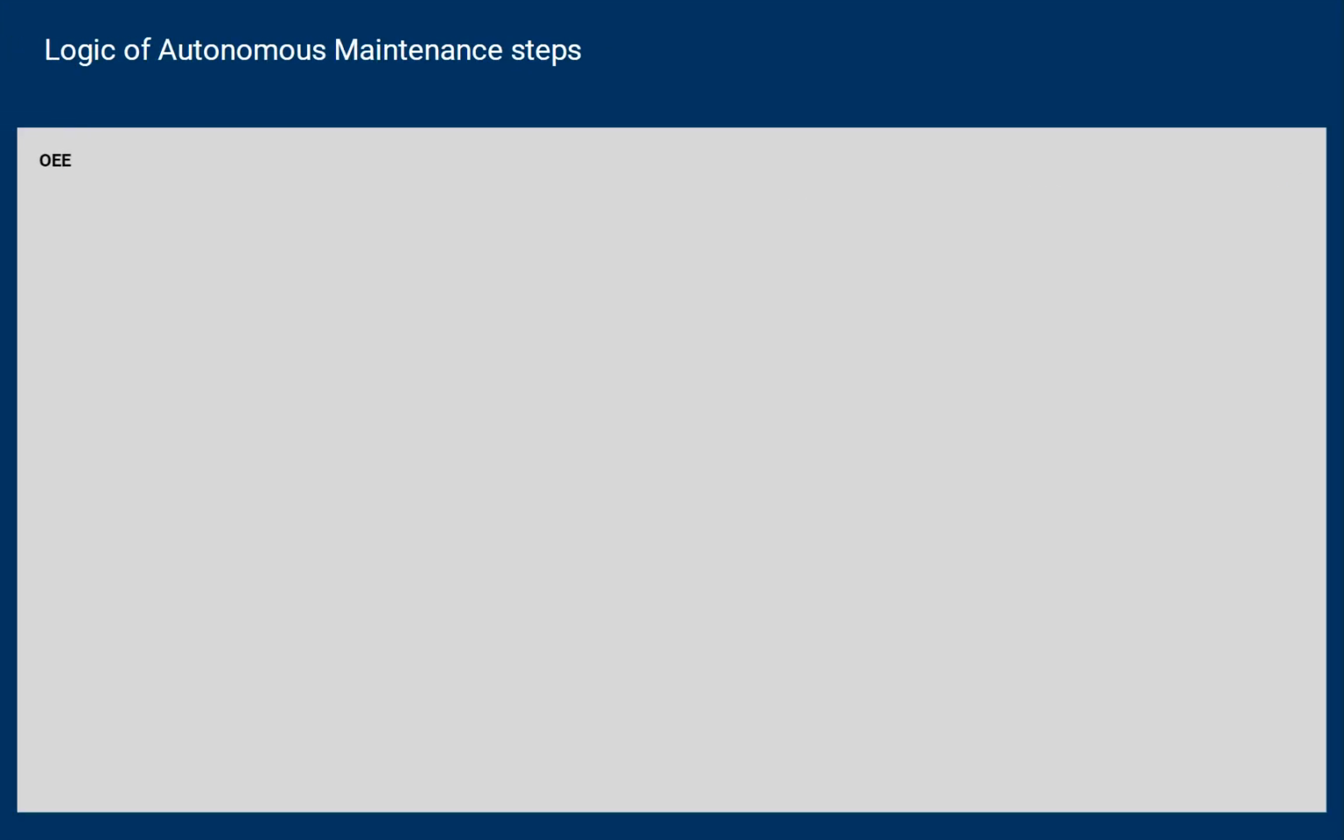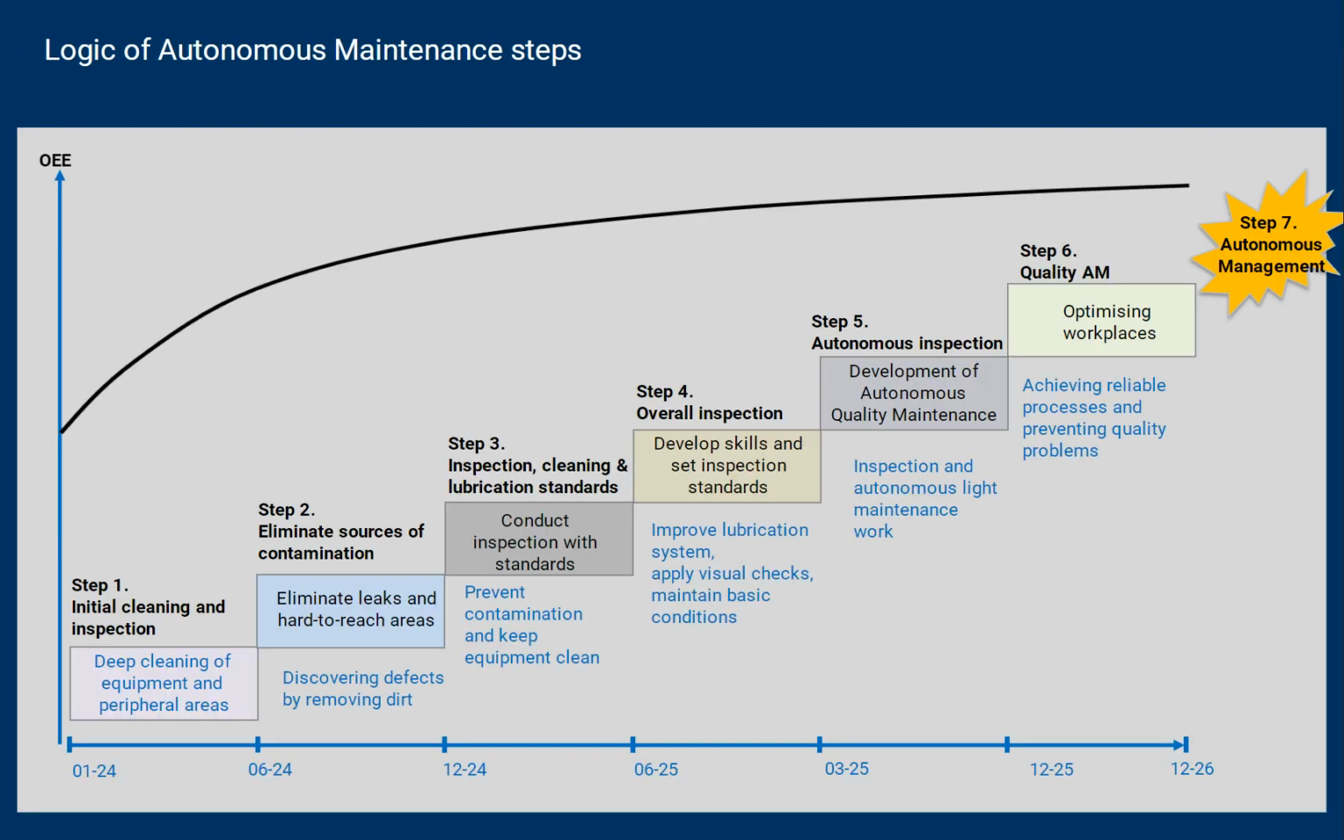The development of autonomous maintenance has been structured by JIPM into 7 steps, which are grouped into 4 phases. Each of these steps contributes to improving process productivity and gradually establishes a new management system in the factory.